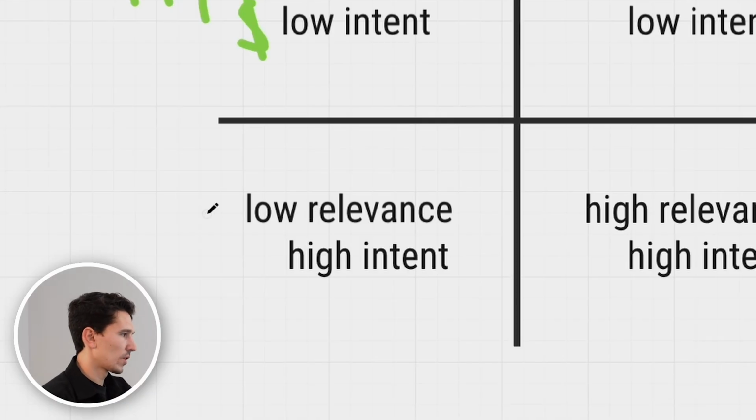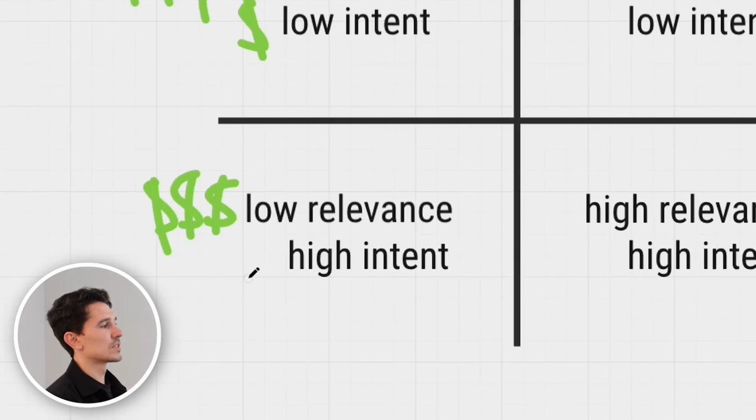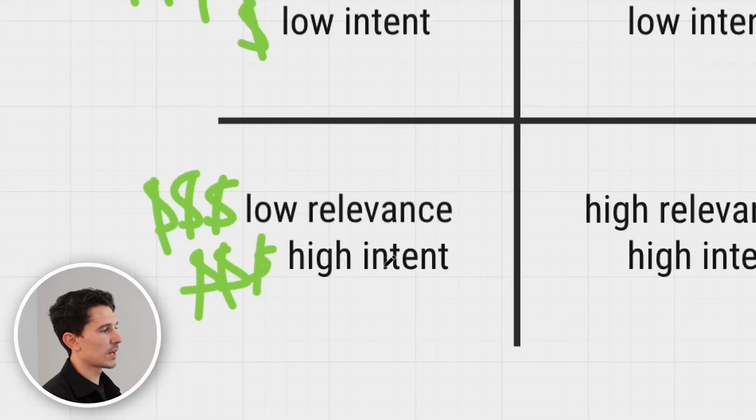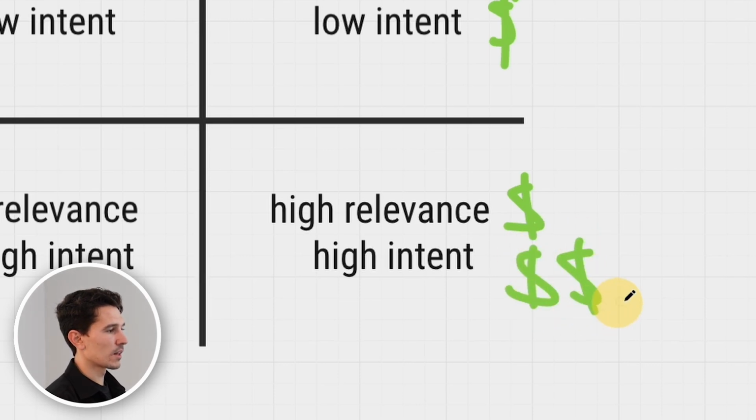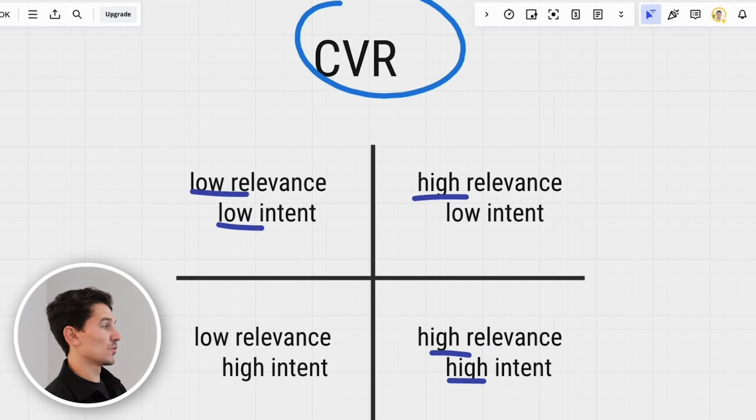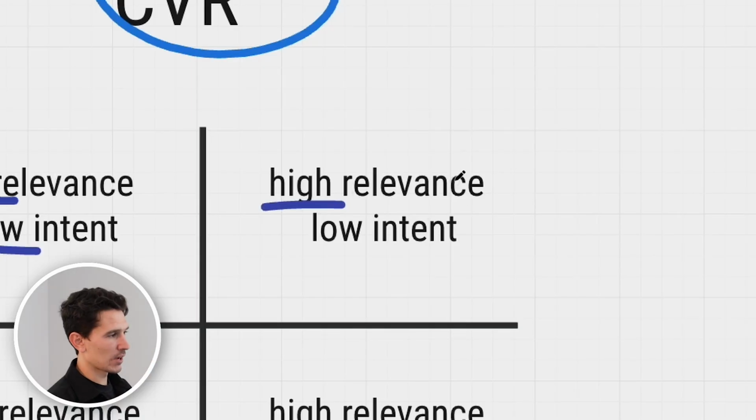Then here we have low relevance. Again, this is going to cost us a lot because we're not ideal compared to our competitors. And then we have high intent, which means that we're targeting very expensive people. Ultimately, this is completely fine because we need to be able to target people that are going to convert the best. And then finally, we have high relevance, which is going to be cheap because we are the ideal advertiser and we have high intent. Yes, they're going to cost a lot, but they're not going to cost as much as they would have cost us. For conversion rate, the most important part is that the high relevance is going to equal a high CVR.